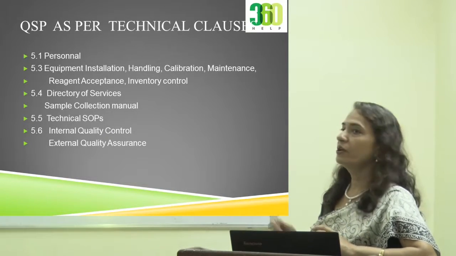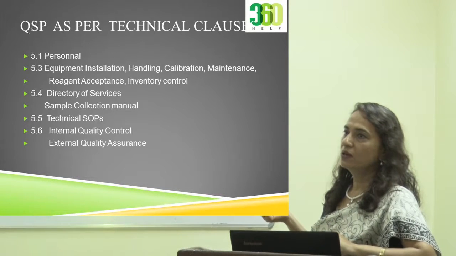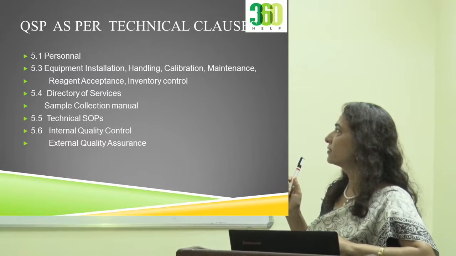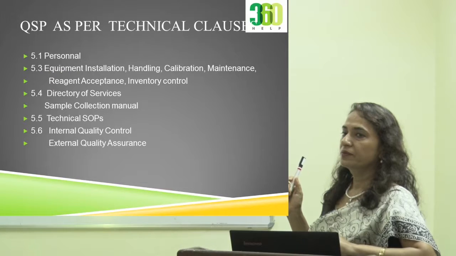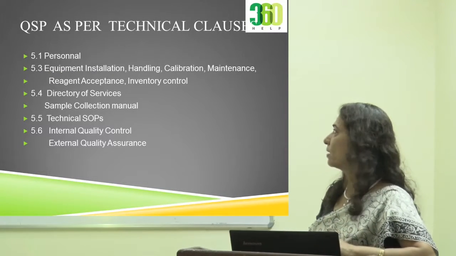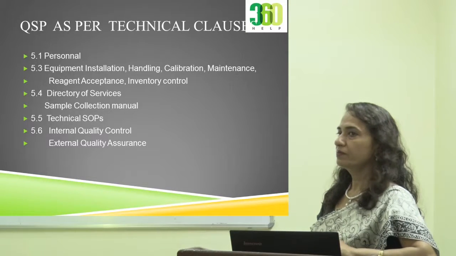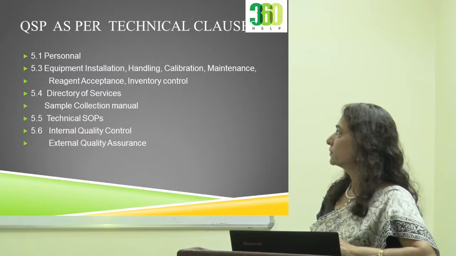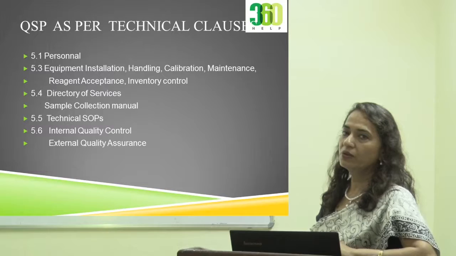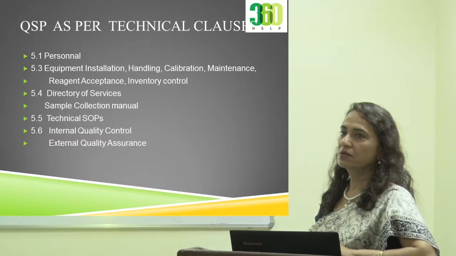Then comes 5.2, there is no procedure asked for. 5.3, equipment installation, handling, calibration, maintenance. You can put them in one procedure, you can write separate procedures, up to you. Then reagents, reagent acceptance and inventory control. How will you control the inventory? What is your criteria of acceptance?